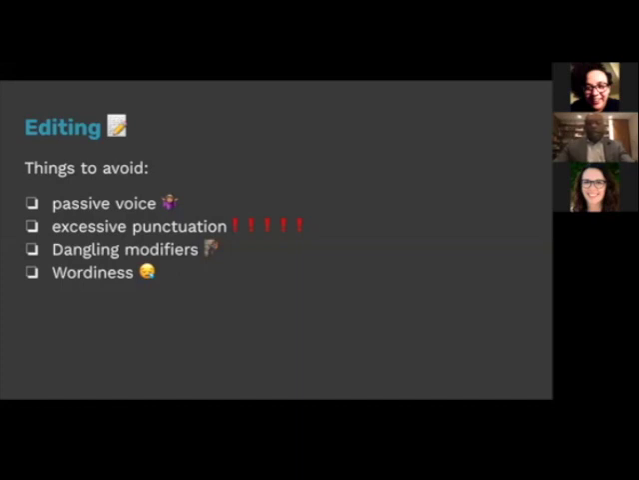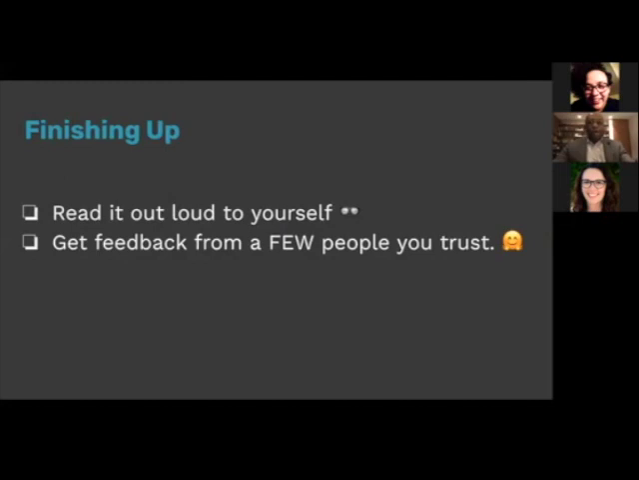Another thing, wordiness. This kind of goes back to the 650 words that I was talking about. Through the editing process, you'll get rid of wordiness as you move down to 600 and 50 words.